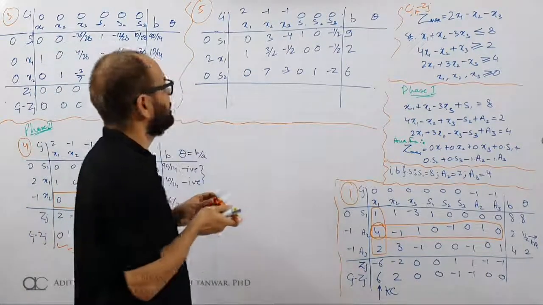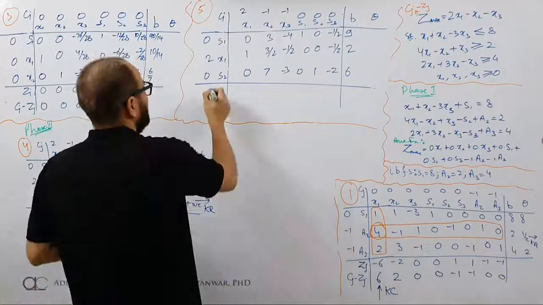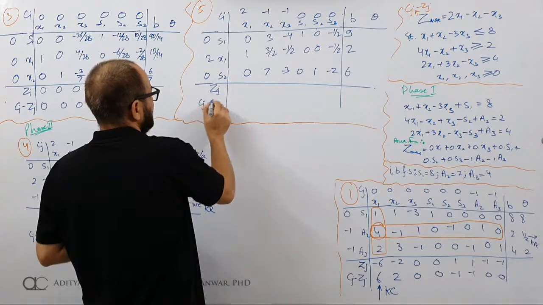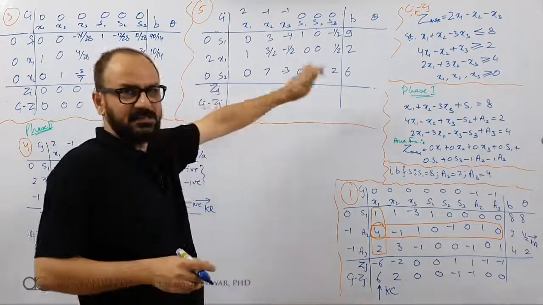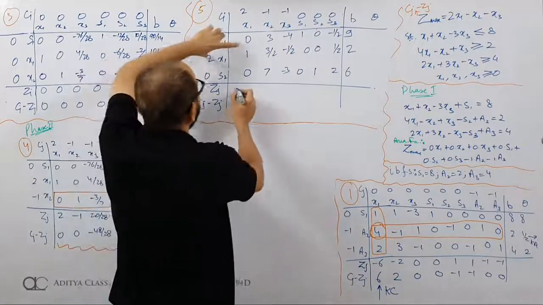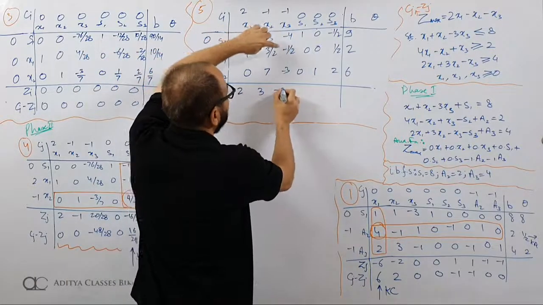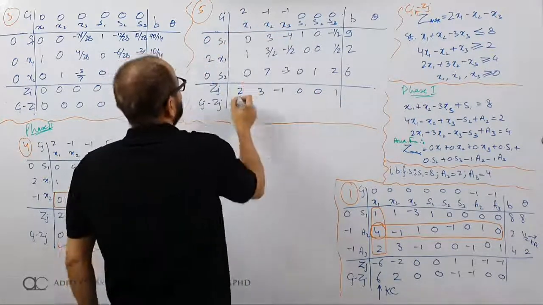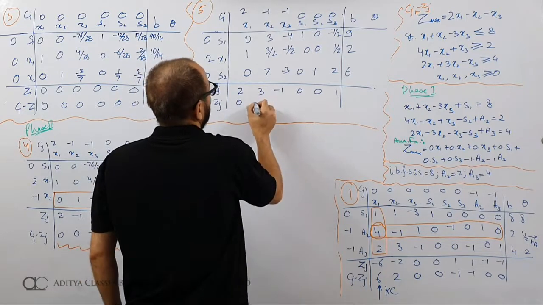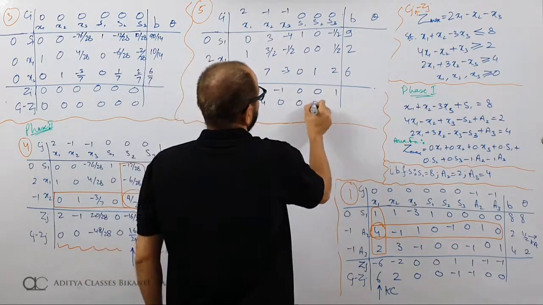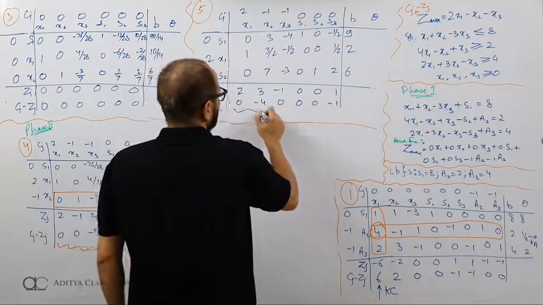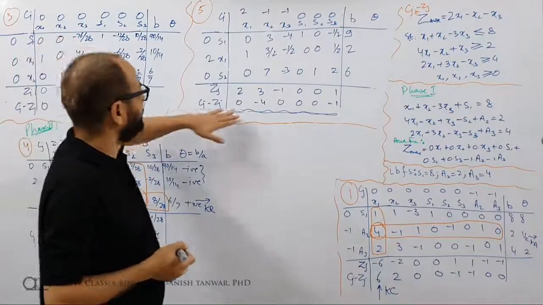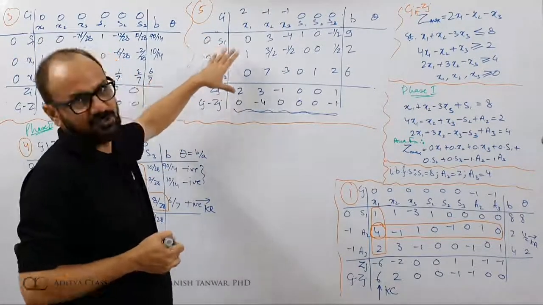Now can we have our CJs? Then CJ minus ZJ giving me my net evaluation rule. Now let us find out ZJs. ZJs would be 2, 3, minus 1, 0, 0 and 1, giving me CJ minus ZJ, 0, minus 4, 0, 0, 0, minus 1. So everything here is either 0 or negative. So we can say that we finally reached our final best optimal solution possible.